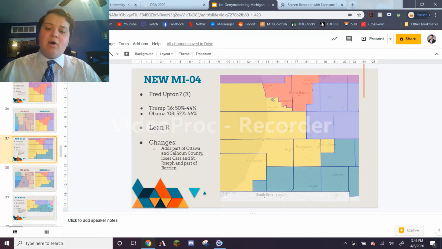And it adds part of Ottawa County, as well as part of Calhoun County, which then adds Battle Creek to this district, which I think really belongs with Kalamazoo. They're very similar cities over here in the southwestern portion of the state. I think they are similar enough to put in the same district. And in return for those areas, you lose St. Joseph County, Cass County, and then part of Berrien County here as well.